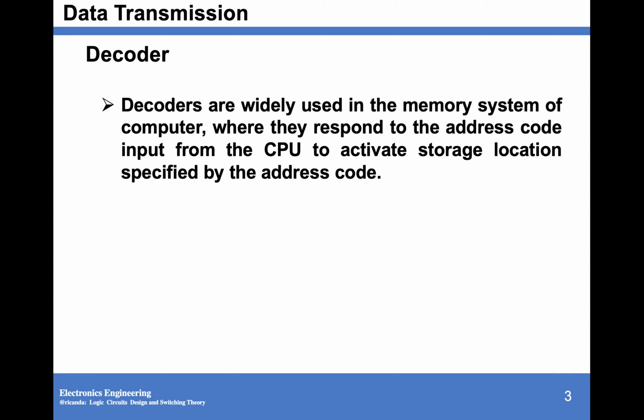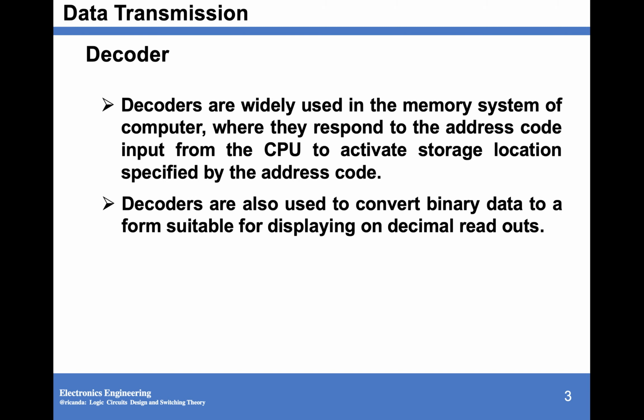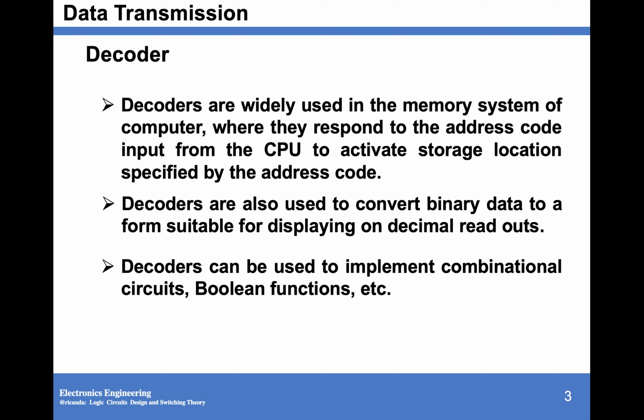That is for memory systems, to decode the address code from the CPU to activate the storage location specified by the address code. It is also used to convert binary data to a form suitable for displaying on decimal readouts. It can be used to implement combinational circuits, Boolean expressions, and so on.